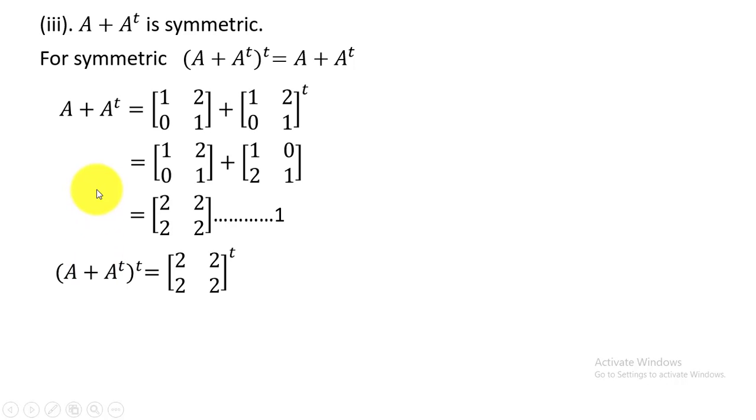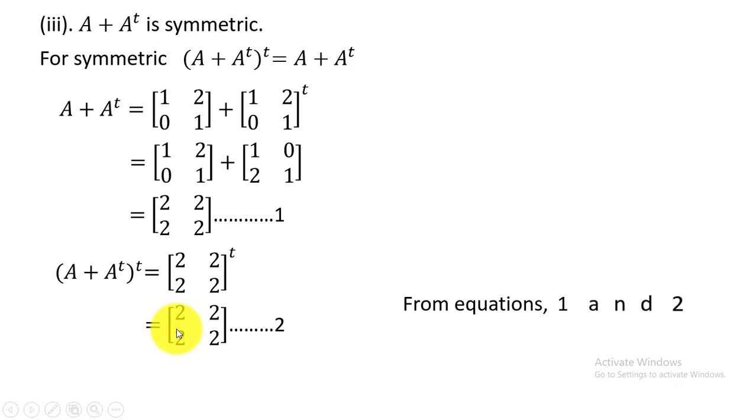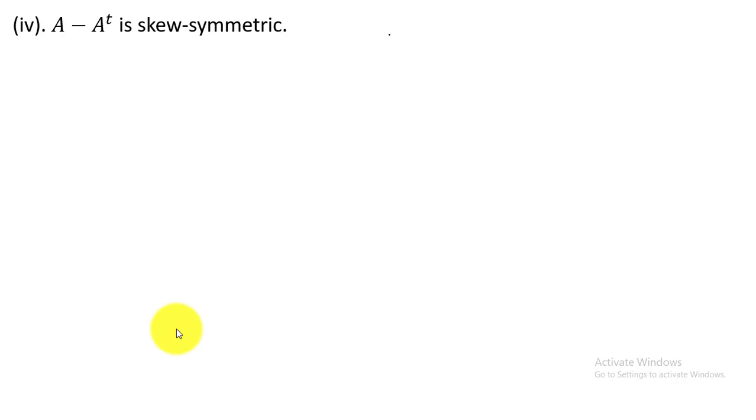Now find the transpose of A plus A transpose. A plus A transpose we found in equation number 1. This matrix has elements 2, 2, 2 and 2. Now take the transpose of that matrix, that is equal to the matrix having elements 2, 2, 2 and 2. So from equation number 1 and equation number 2, A plus A transpose is symmetric.